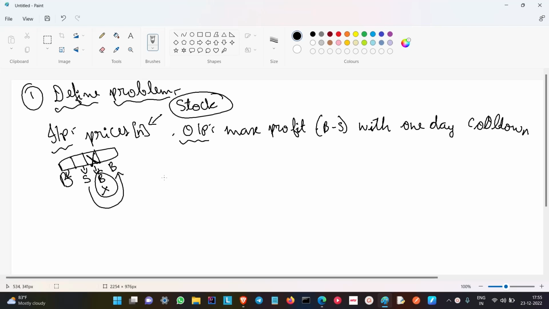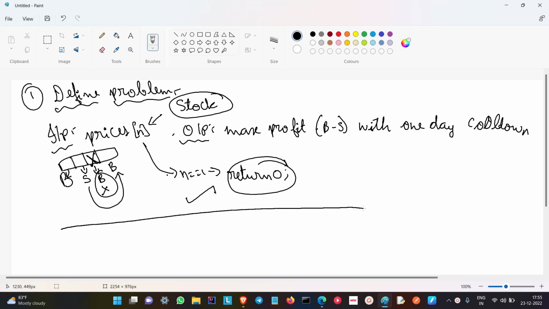So the corner case of this question will be, if the prices length, that is if n is equal to 1, you can directly return 0, since even if you buy the stock on the first day, you cannot sell it on any day. There is only 1 day here, so you will return 0. So this is the corner case. This is all about our problem definition, and let's get on to the approach of this problem.